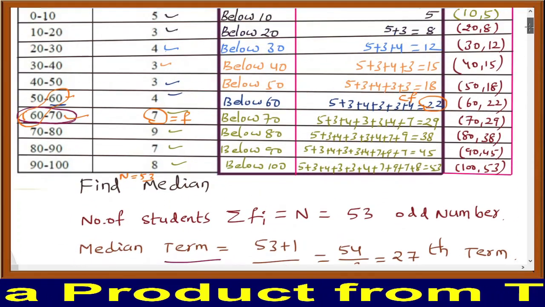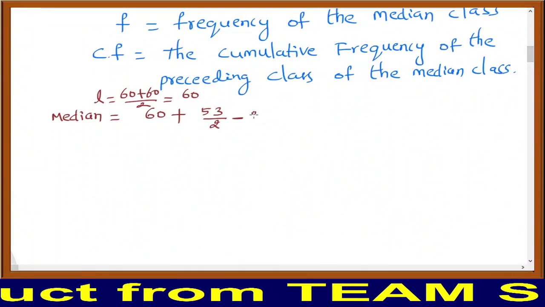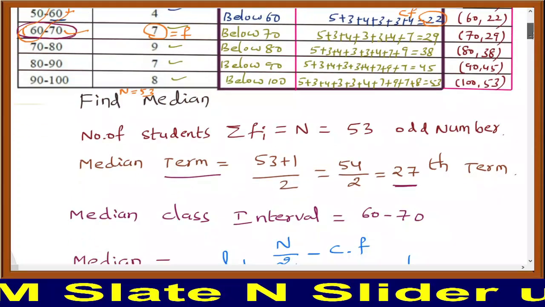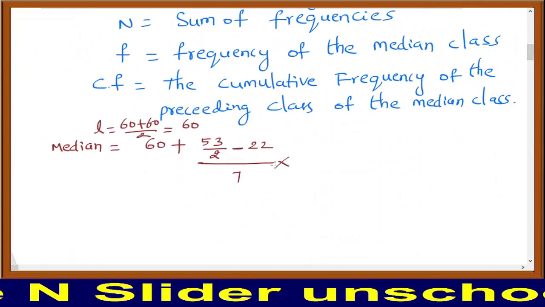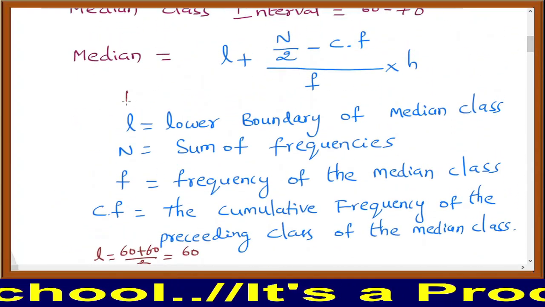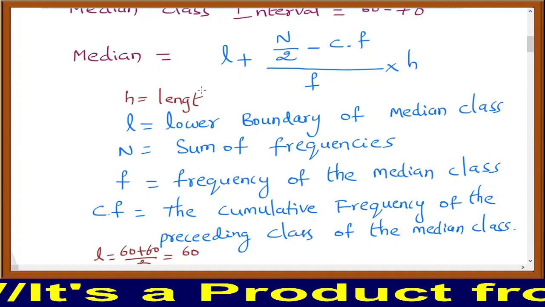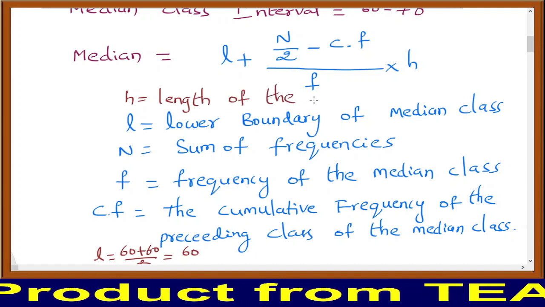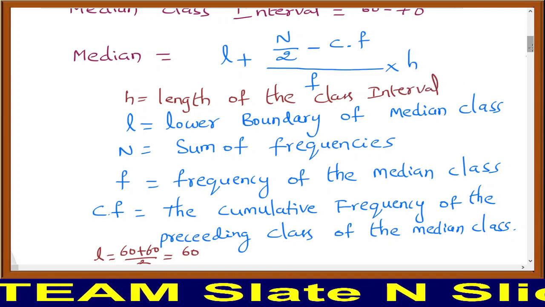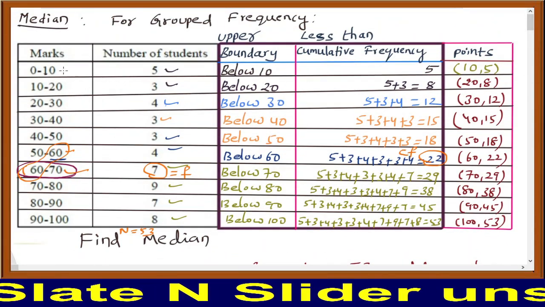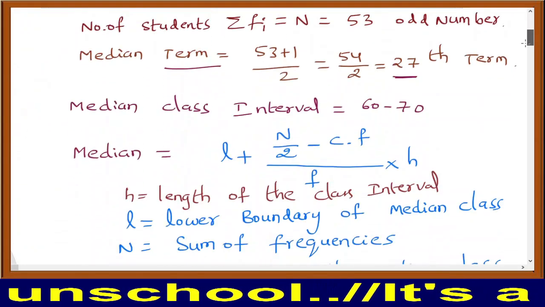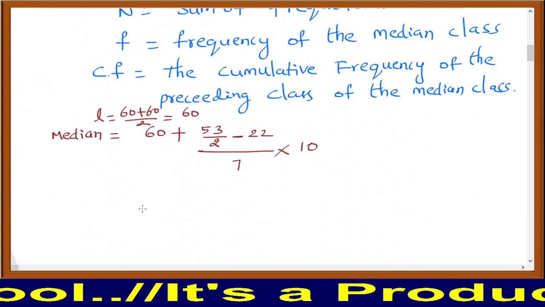What is CF? CF is 22, by F, the frequency of the median class, that is 7, into H. What is H? H is equal to the length of the class interval. We know how to find the class interval. Here H will be the difference of any two consecutive upper limits. So, 10, 20, the difference is 10. So, H will be 10. So, write 10 here. Simplification.